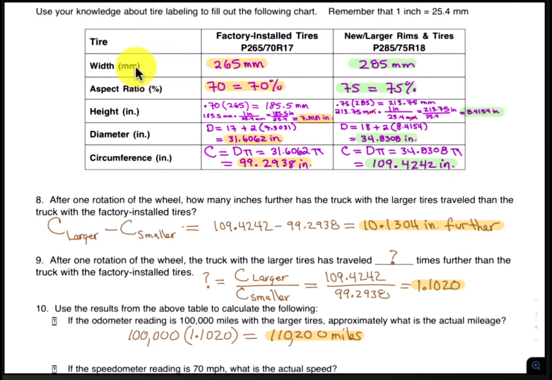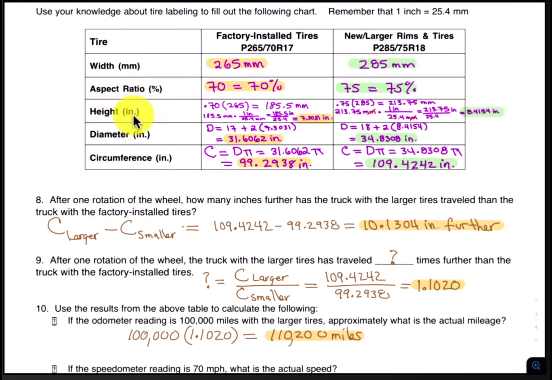All right, so for the width, we know that the number right after the P is the width. For the factory install, the width is 265 millimeters, and for the larger rims, the width is 285 millimeters. The aspect ratio is the number right after the slash mark, which is the 70. So for the factory installed, it's 70 or 70%, and for the larger rims, it's 75%.